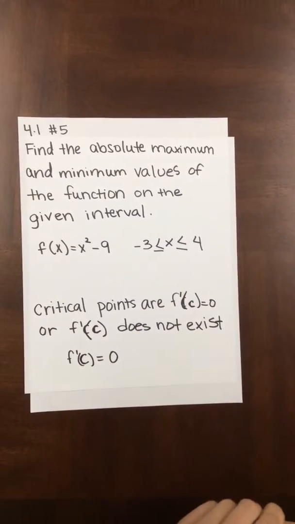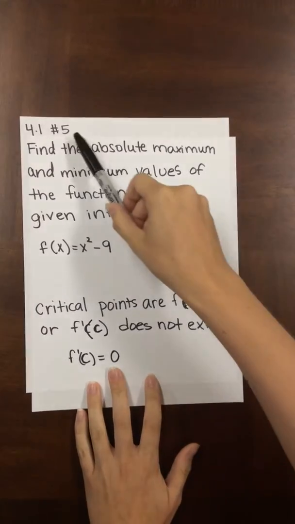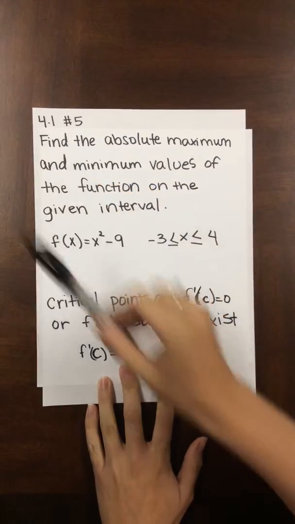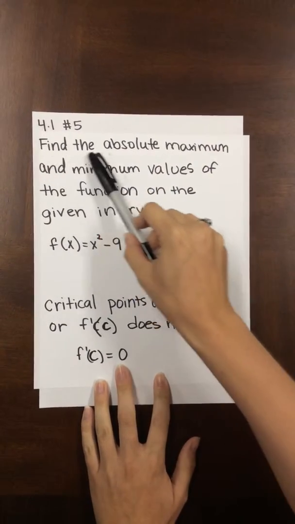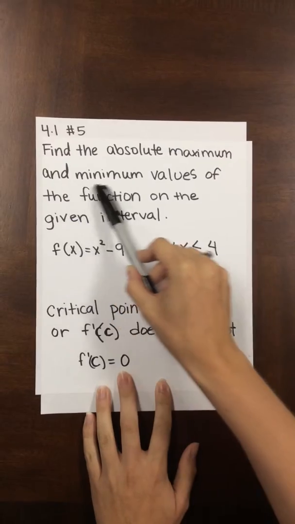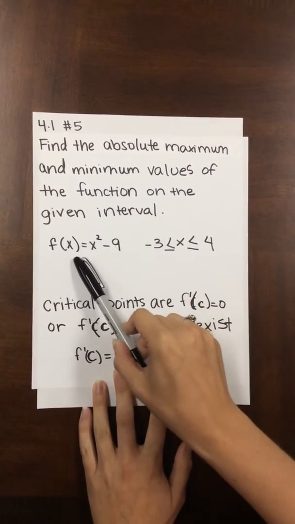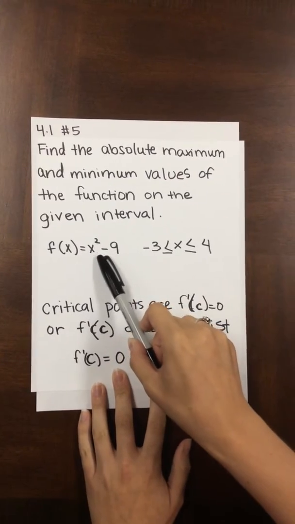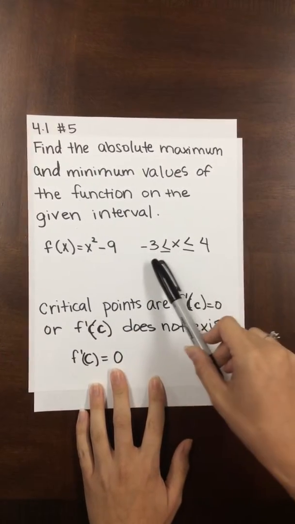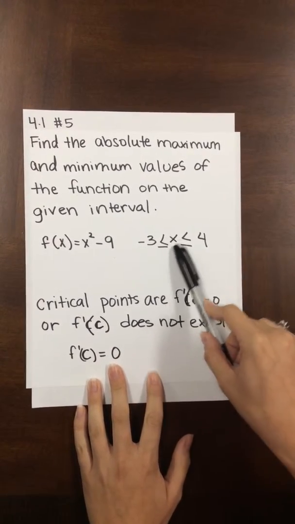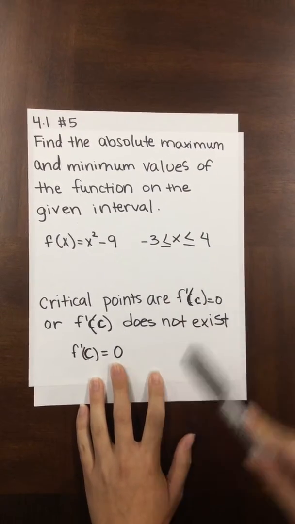For today's video, I will be doing problem number 5 from section 4.1, which asks us to find the absolute maximum and minimum values of the function on the given interval. So our function is f of x equals x squared minus 9, and our interval is -3 to 4.